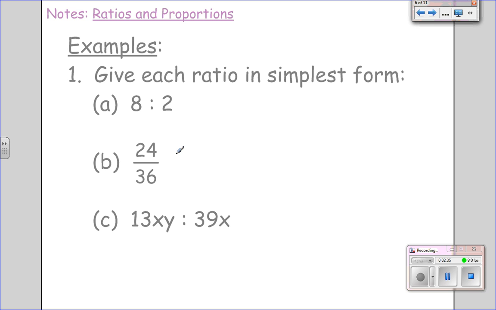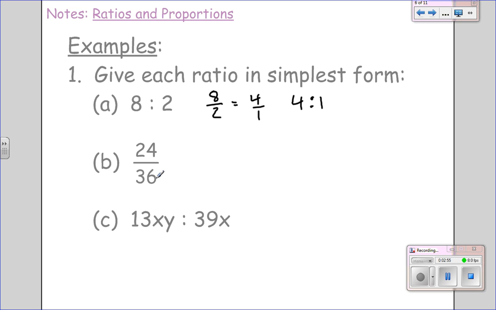So let's give each ratio in simplest form. In other words, we're going to reduce it. An easy way to reduce is to think, okay, 8 colon 2 could also be rewritten as 8 over 2. And what is 8 over 2 reduced to? Well, it's 4 over 1. And if we write it back to a colon, it's going to be 4 colon 1. We're just going to take those numbers and put them in order.